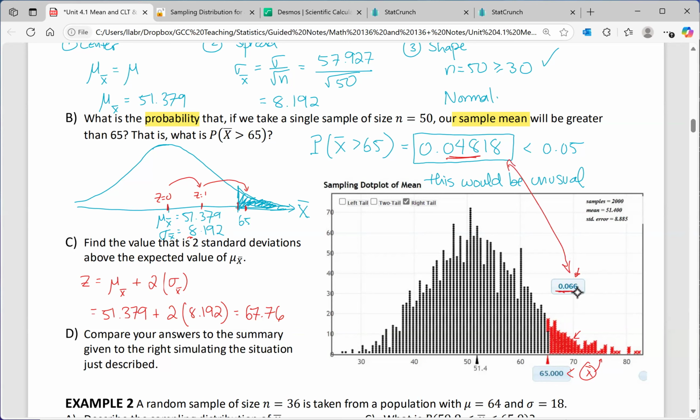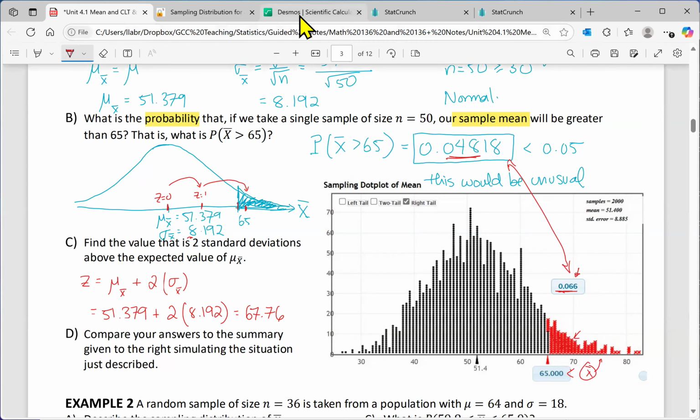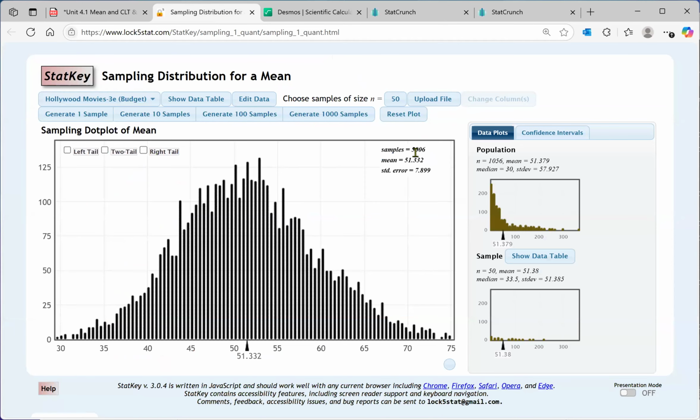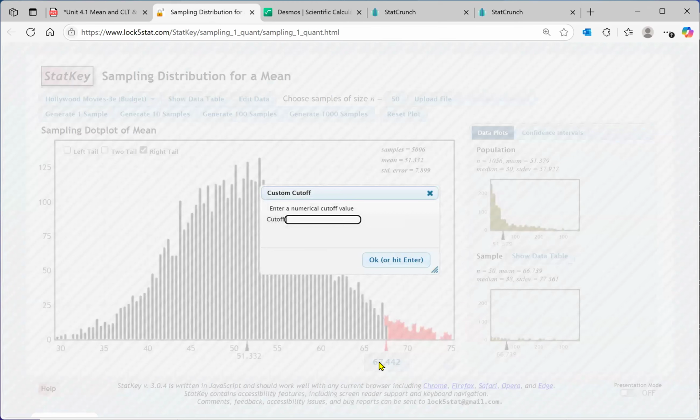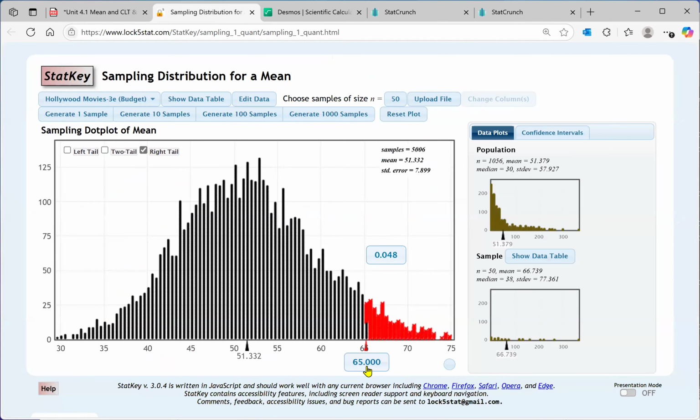Obviously, this is a simulation. It means that the value will vary from point to point. And the answer gets better as your sample size increases. So in this case, I have 5,000 samples. To get that, go ahead and click where it says right tail. And you now get this picture here, and you click on this box at 67 where you can type in the cutoff value. For us, it's 65.